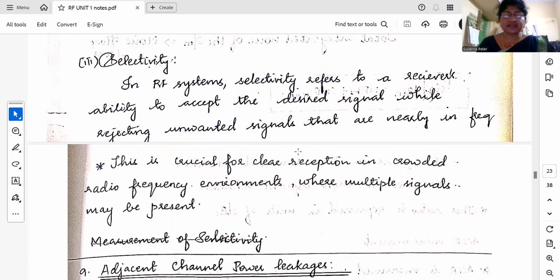Then intermediate frequency filtering can also help us achieve selectivity. Digital signal processing will help us avoid adjacent channel interference by providing adjacent channel rejection. So that is about selectivity in RF systems.